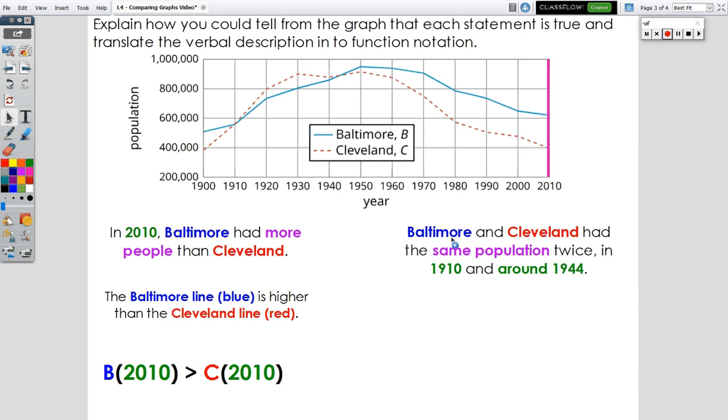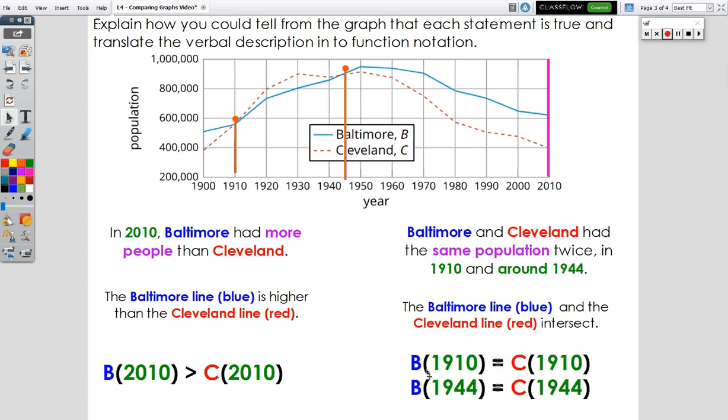Baltimore and Cleveland had the same population twice, in 1910 and around 1944. So again, if I look up this, we've talked about this. These are the same because they intersect here. Now, how would I write that? I'm going to have to write this using two different function notations. The first function notation would say that the Baltimore population in 1910 is equal to the Cleveland population in 1910. And then my second notation would say the Baltimore population in 1944 is equal to the Cleveland population in 1944.